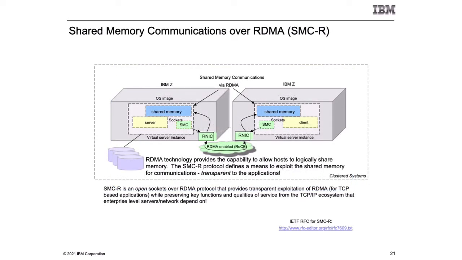Shared Memory Communications over Remote Direct Memory Access, or SMC-R, is a protocol solution that is based on sockets over RDMA. SMC-R enables TCP sockets applications to transparently use RDMA, which provides direct, low-latency, peer-to-peer communications.